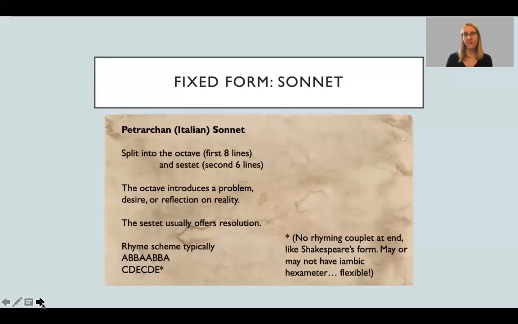I wanted to start off looking at a fixed form, and so I selected the sonnet, which is a form that generally most of us have been introduced to in our youth. It is a form that's often covered in high school English courses. You might have had a literature survey course for college where you took a look at some work that involved a sonnet. Shakespeare is usually pointed to, but I specifically selected the Petrarchan or Italian sonnet.